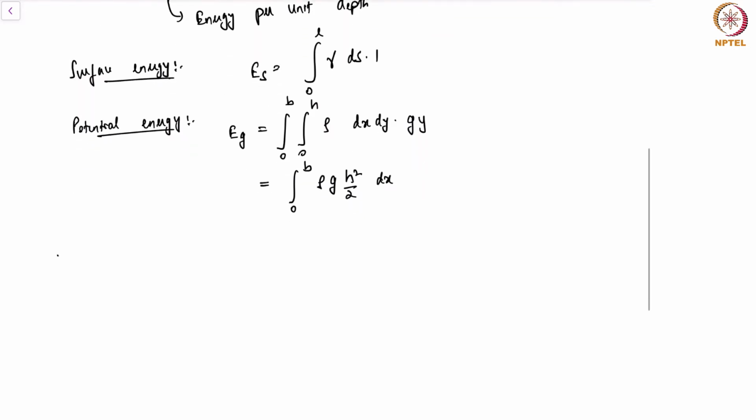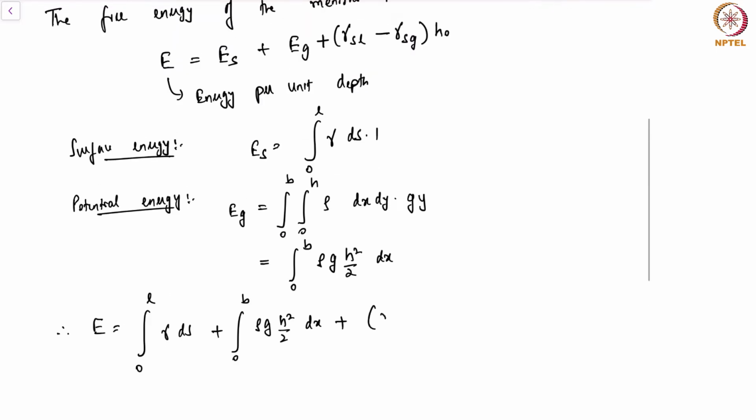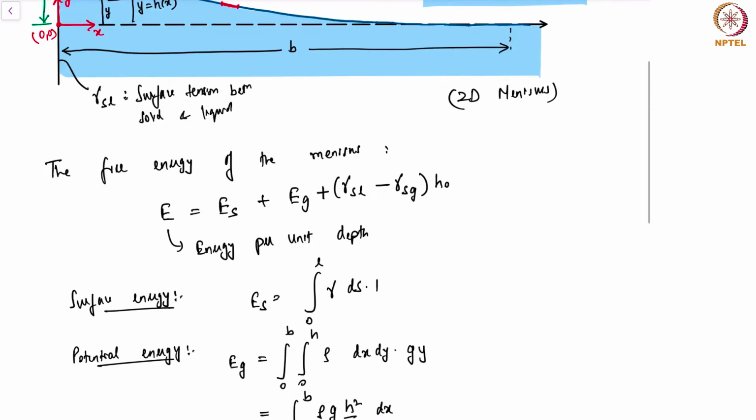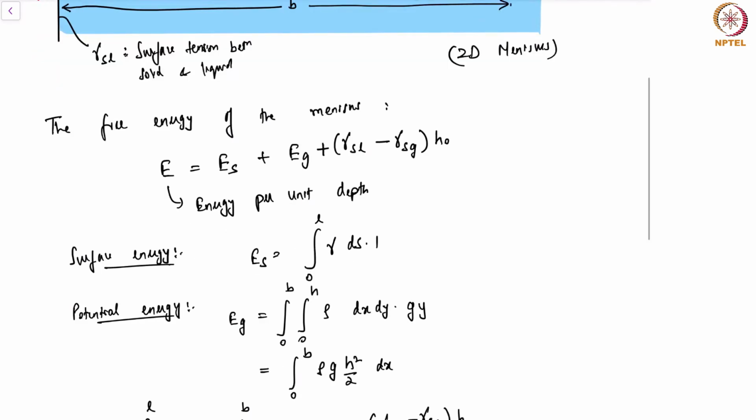And finally the total energy would simply be the integral from 0 to L of gamma ds, plus the integral from 0 to b of rho g h squared over 2 dx, plus gamma sl minus gamma sg times h naught. h naught is the height to which the fluid has risen at x equal to 0. Okay, so this is what we have now.